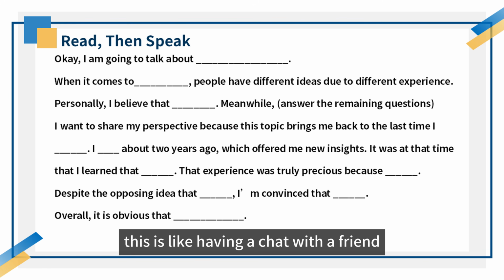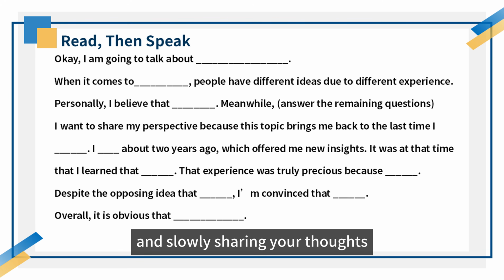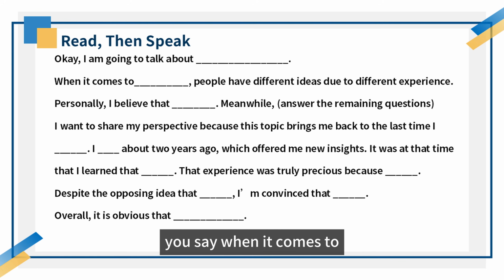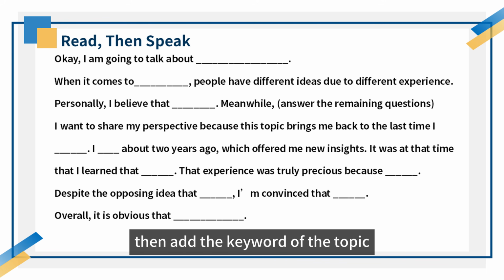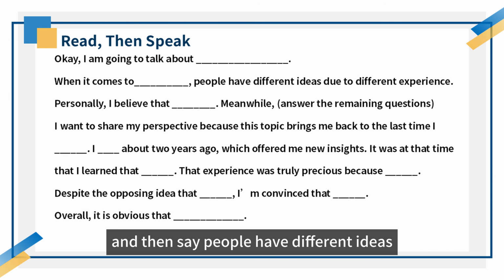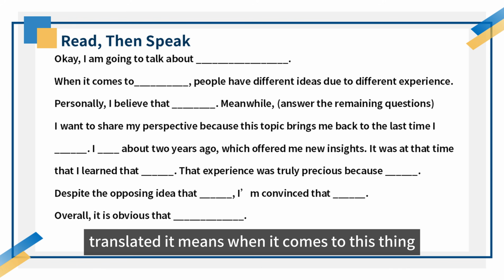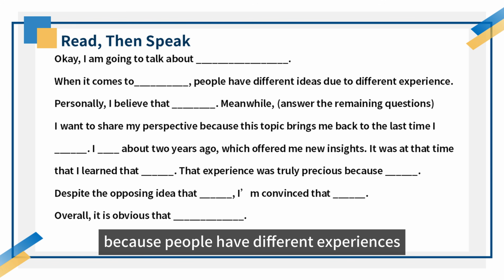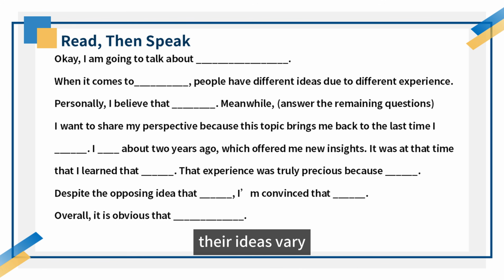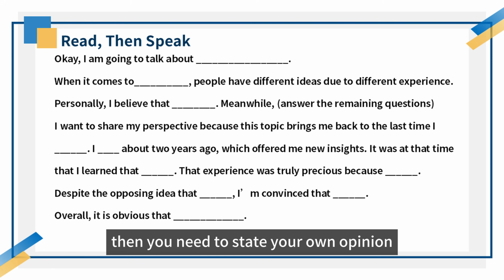The second part is expanding your view. This is like having a chat with a friend and slowly sharing your thoughts. First, you can set the background. You say when it comes to, then add the key word of the topic, and then say people have different ideas due to different experience. Translated, it means when it comes to this thing, because people have different experiences, their ideas vary, then you need to state your own opinion.